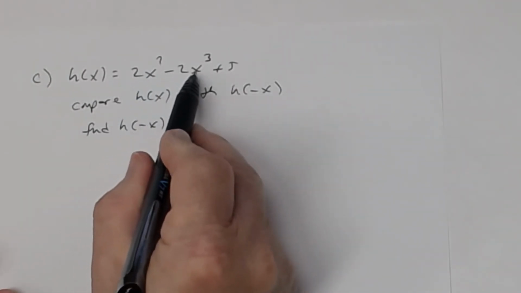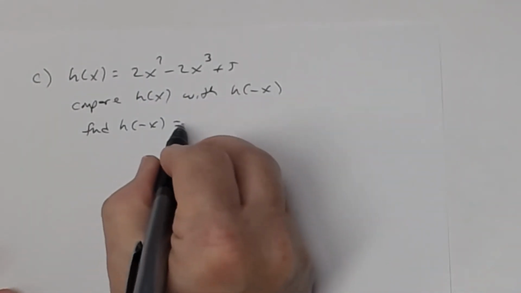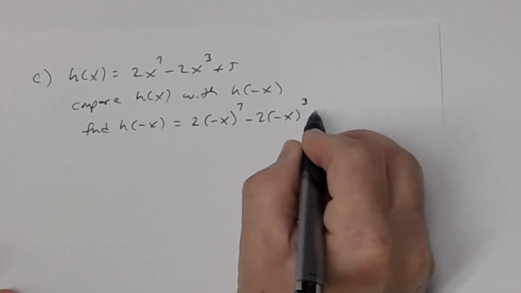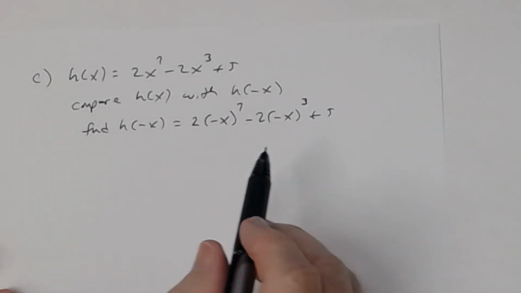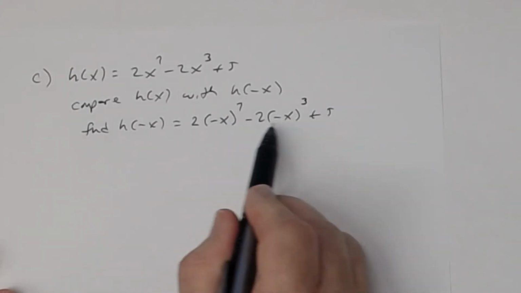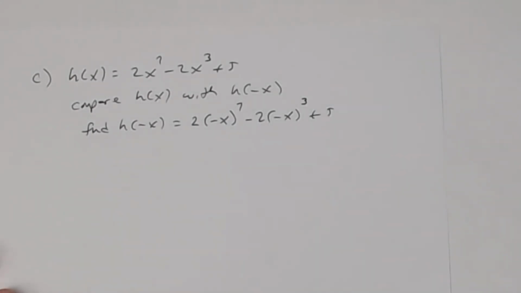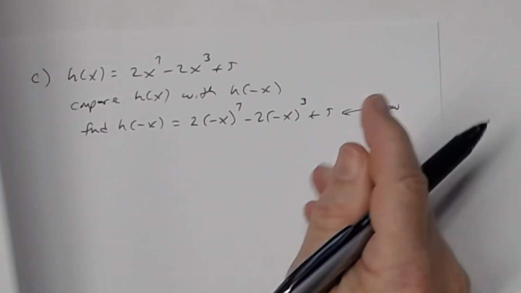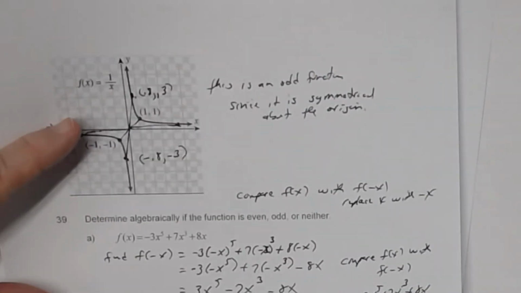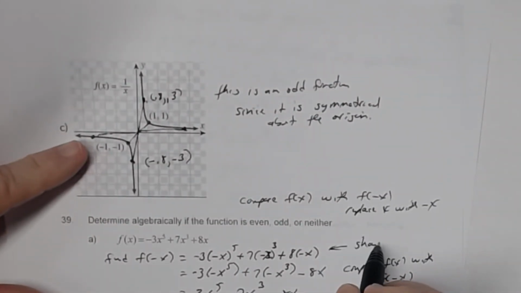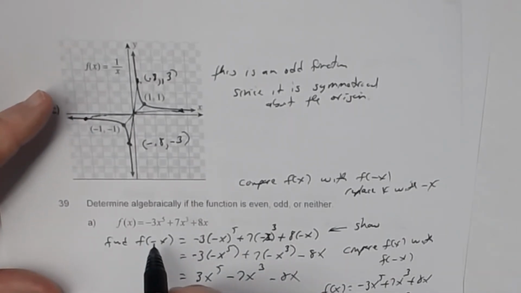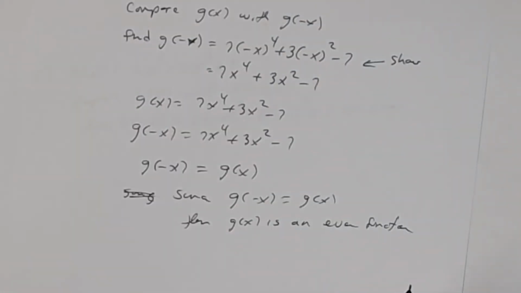Where we see the variable x, I'm going to substitute negative x. So I get h of negative x will be 2 times negative x to the 7th minus 2 times negative x cubed plus 5. You have to show this part to get all your points. I must see you substituting negative x in place of x. I need you to say f of negative x equals this.